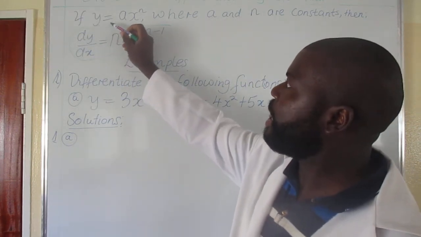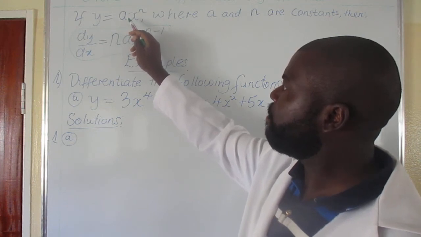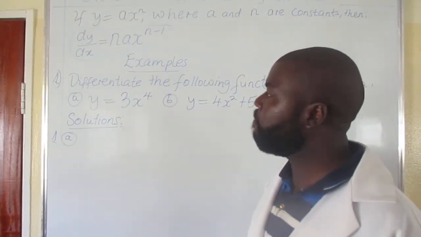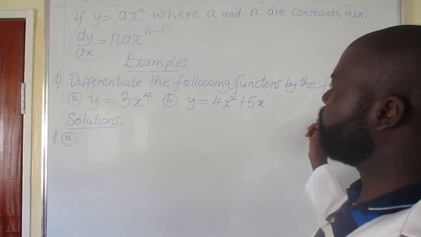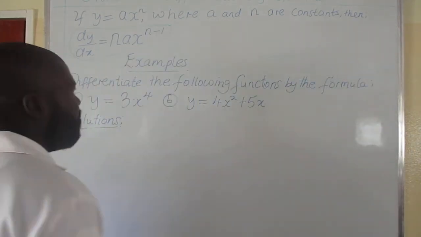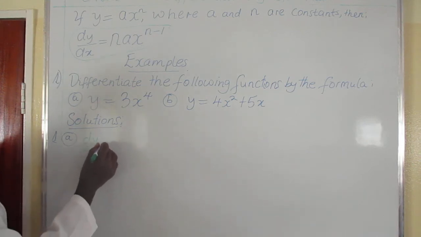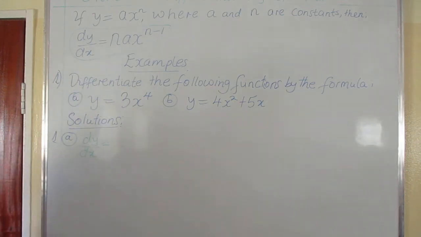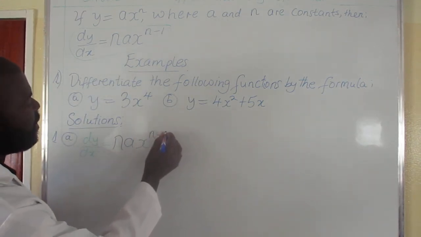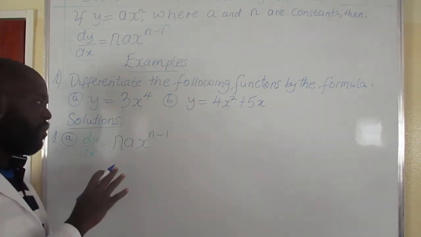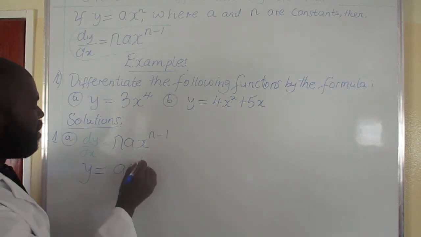So if we are given a function of this kind here, using this formula to differentiate this one, let's look at the examples that we have. Differentiate the following functions by the formula. So we have this formula, dy dx is equal to nax power n minus 1. Using this formula, we have to differentiate a function of the kind y is equal to ax power n.